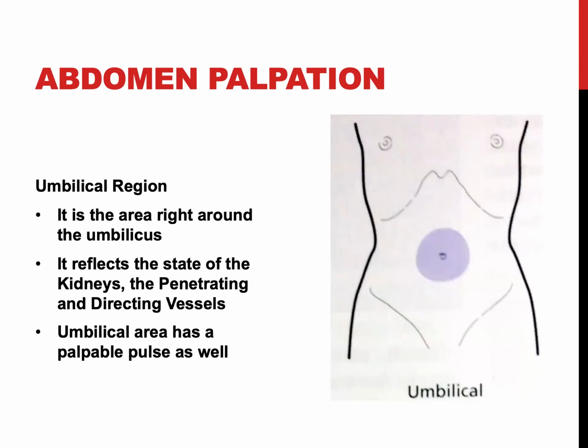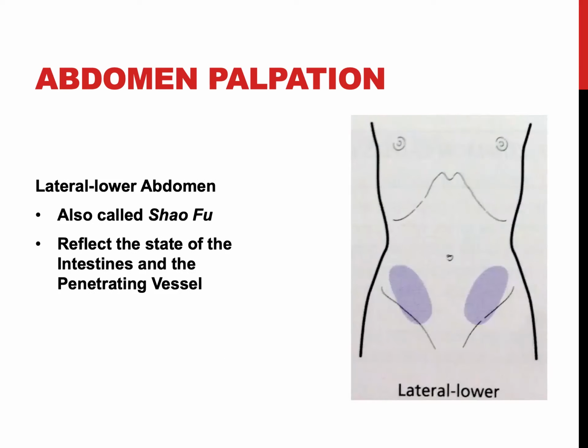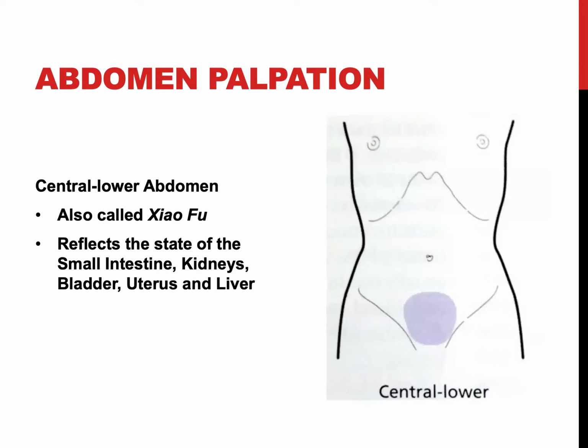Okay, remember. Umbilical region is the area right around the umbilicus. It reflects the state of the kidneys and the penetrating and directing vessels. Umbilical area has a palpable pulse as well. So, pwede nyong kapain. Lateral lower abdomen is called Xiao Fu. It reflects the state of the intestines and the penetrating vessel. Yan po ang drawing. The central lower abdomen is also called Xiao Fu. It reflects the state of the small intestine, kidneys, bladder, uterus, and liver.